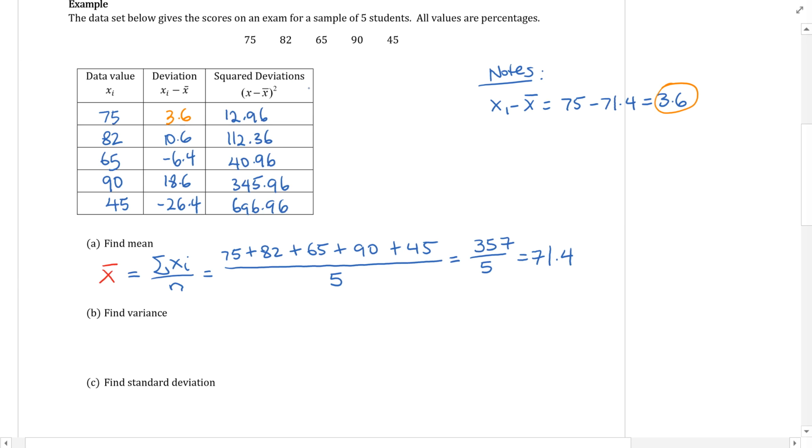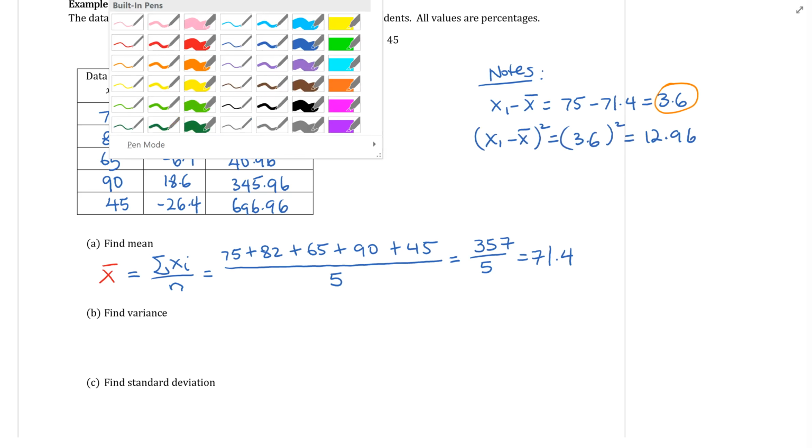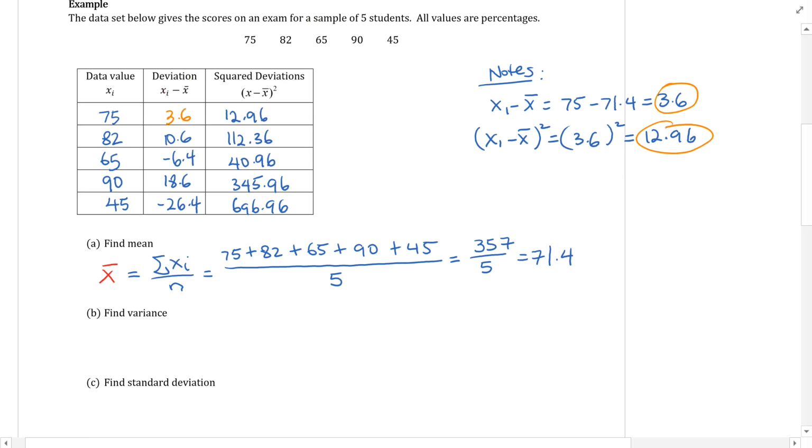Again, let me just highlight this number here, to show you how it's done. So I have x1 minus x bar quantity squared is equal to the previous number squared, so 3.6 squared, and that is equal to 12.96. Again, let me color code it so you see it. So that's this number over here, 12.96. That's how I got the number here.